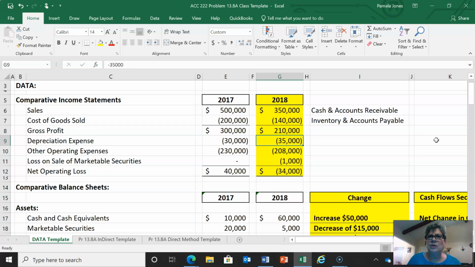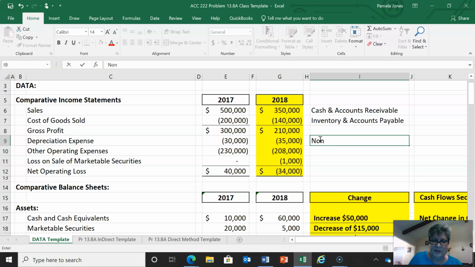Now, here's the unique thing about depreciation expense. You may remember the adjusting entry is debit depreciation expense, credit accumulated depreciation. So it's an expense on the income statement, but no cash is paid at all for depreciation. So this is a non-cash expense.